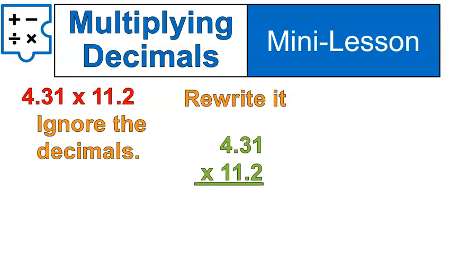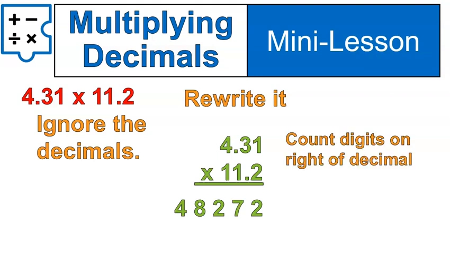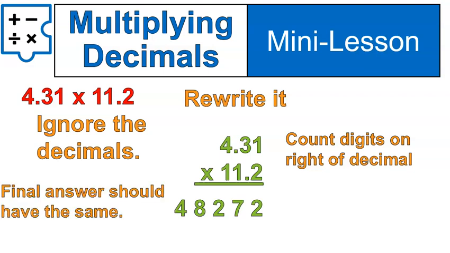Hey, welcome back. When I multiply 431 times 112, I get 48,272. It's a big number. Now what I need to do is count the digits on the right of the decimal inside of the question. So I have a 3, a 1, and a 2. That's 3 digits on the right of the decimal. My final answer is going to have 3 digits on the right of the decimal. Therefore, my answer is 48.272, or 48 and 272 thousandths.